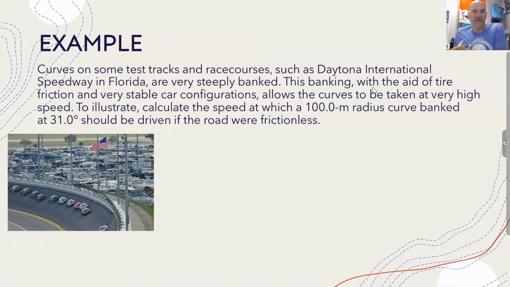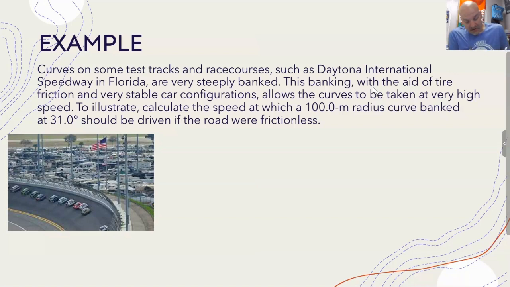All right, so oftentimes where we see this is NASCAR. There's a lot of banking on these tracks. But the cool thing is they do it in such a way that they don't slide up and down, right? Curves on some test tracks and race courses such as Daytona International Speedway in Florida are very steeply banked. This banking, with the aid of tire friction and very stable car configurations, allows the curves to be taken at very high speeds. To illustrate, calculate the speed at which a 100-meter radius curve banked at 31 degrees should be driven if the road were frictionless.